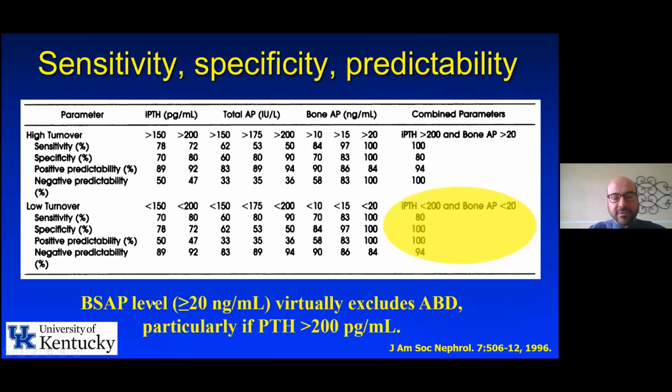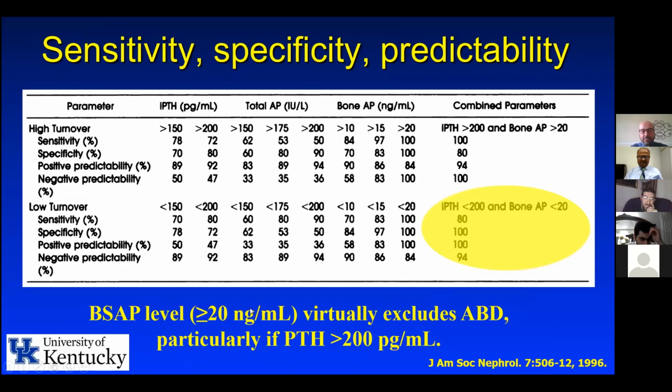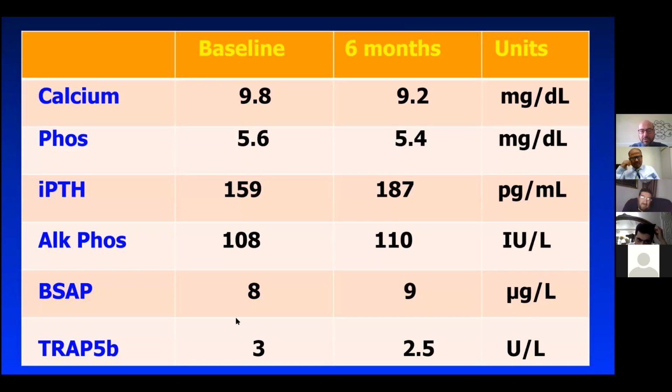If you have a BSAP, which is a bone-specific alkaline phosphatase, more than 20, and PTH, especially if the PTH is more than 200, this excludes adynamic bone disease according to this study. It's very important, and it's non-invasive. I know that you don't do bone biopsies in Egypt, so you can just use these non-invasive biomarkers. It's very helpful. So if the level is more than 20, that patient probably doesn't have low turnover bone disease.